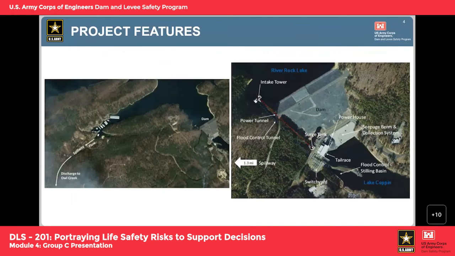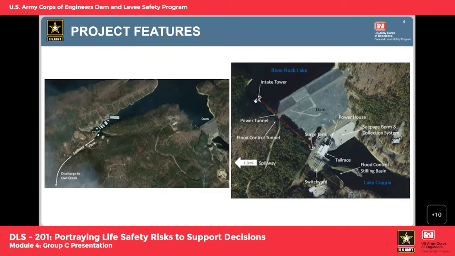So, a basic project overview. The River Rock Dam on the Warsaw River consists of a rolled earth fill embankment with an intake structure that feeds both power and flood control tunnels. You can see the tunnels right here outlined in red and blue, the dashes. These flow into the surge tank, powerhouse and tail race for the power tunnel, and for the flood control pool, which just spills into our stilling basin.